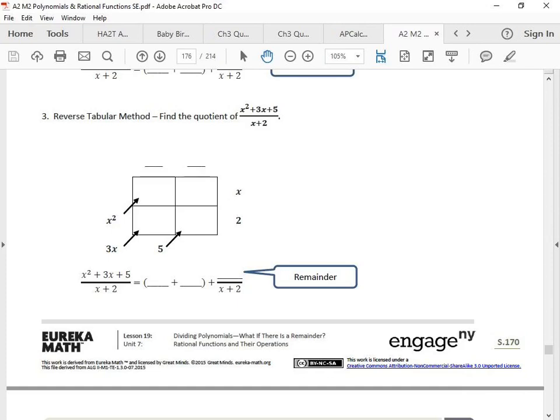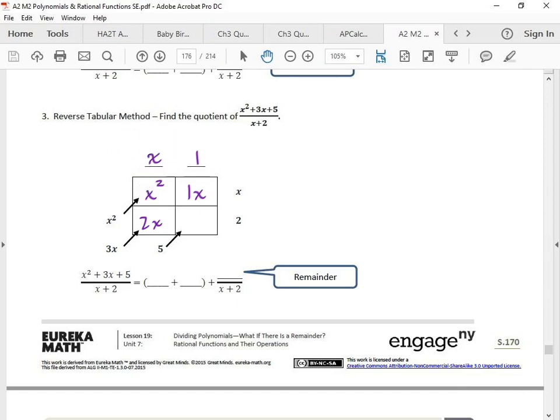Okay, it goes like this: x squared. We put x squared right there, and then your job is what times x gives me that. And you would say, oh, that's x, no problem. And then you go x times 2 to give you 2x. And then what plus 2x gives me 3x? You would say 1x. And now what times x gives me 1x? 1. See, we still got x plus 1 right here.